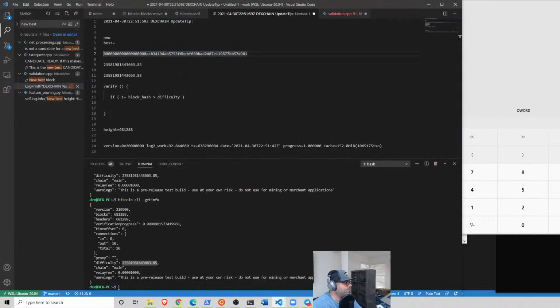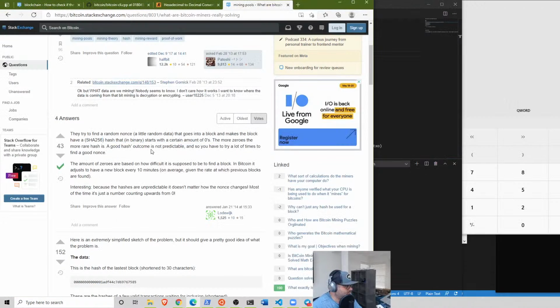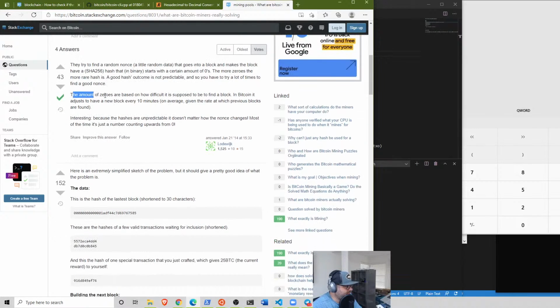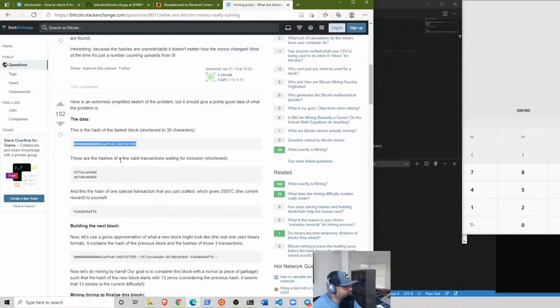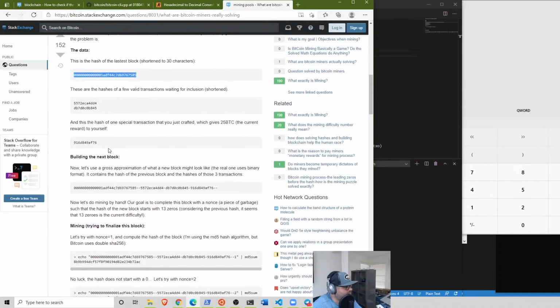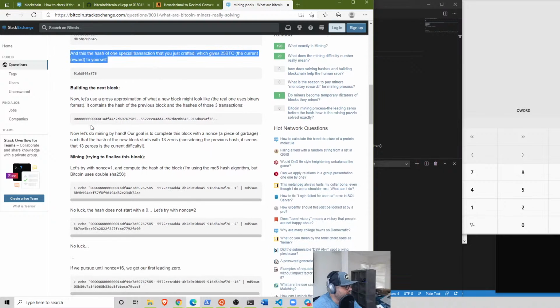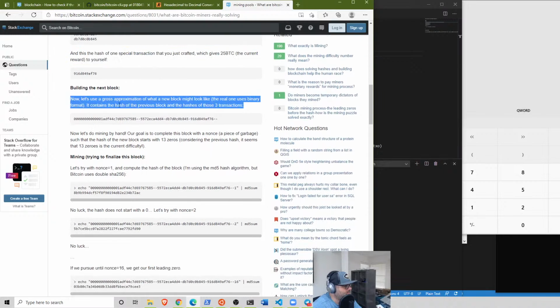Sixteen, 17, 18, 19 zeros. The amount of zeros is based on how difficult it is supposed to be to find a block. Okay, how do we do the calculation? This is the hash. Latest block. These are the hashes of the valid transactions with inclusion shortened, and the hash of one special transaction you just crafted, building the next block: hash of the previous block and the hash of the latest transaction.